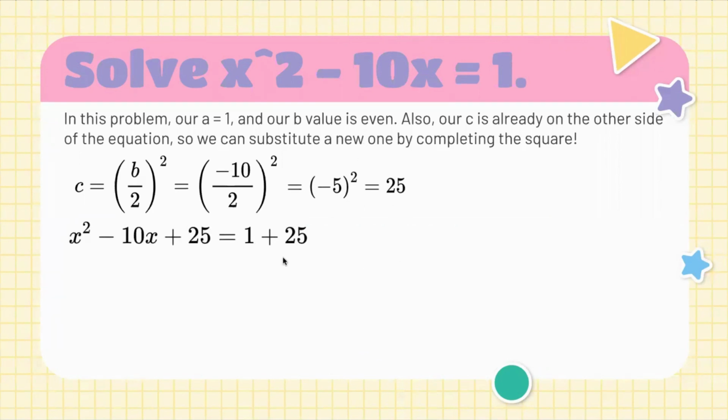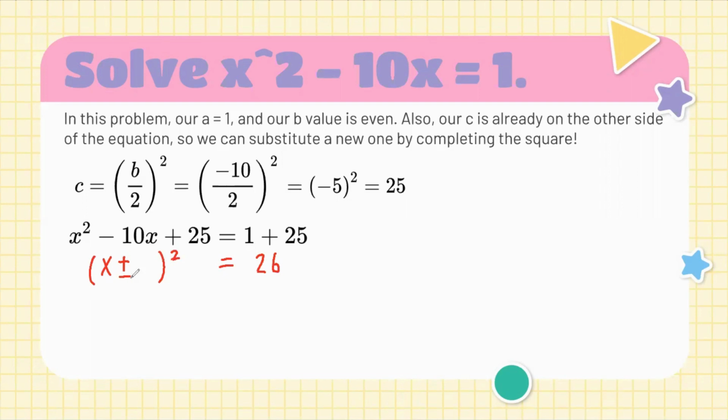I'll go ahead and simplify our equation. 1 plus 25 is just 26. And then factor your trinomial on the left side. Again, remember your format is a squared binomial, so it's x plus or minus a value squared.